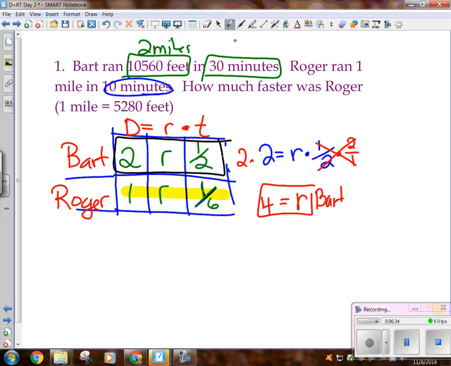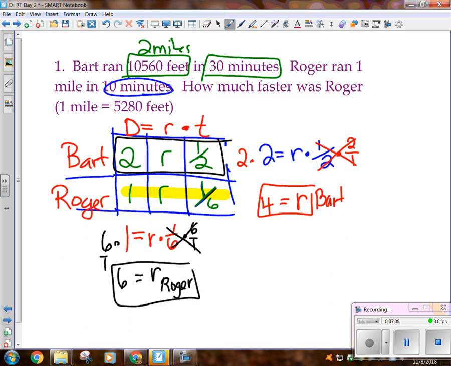Okay, now I'm going to grab the equation for Roger. How would I pull that out? 1 equals r times 1/6. Now, that's really like r times 1 divided by 6. What's the opposite of divide by 6? Multiply times 6. So if I multiply this side by 6, that's 6 over 1. Multiply this side by 6 over 1. The 6's, the 1's cancel. All I get is r equals, what's 6 over 1 times 1? 6. So Roger was faster, wasn't he?